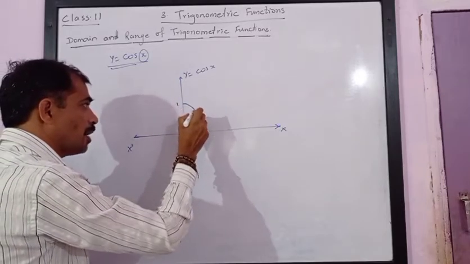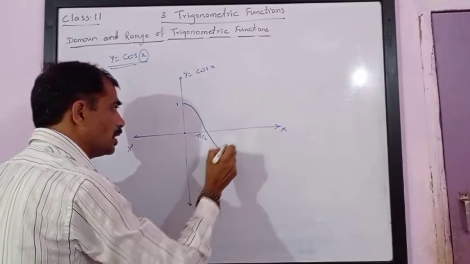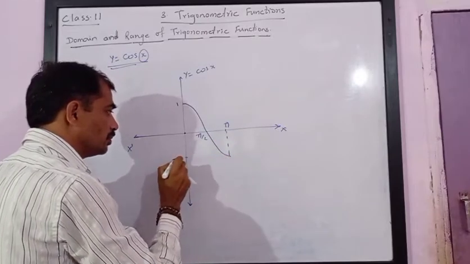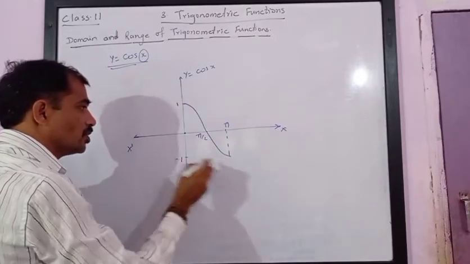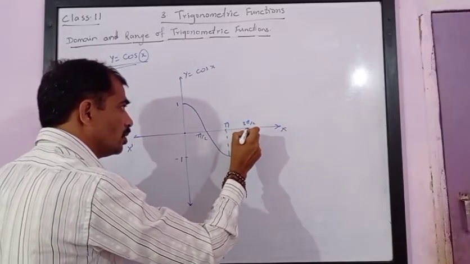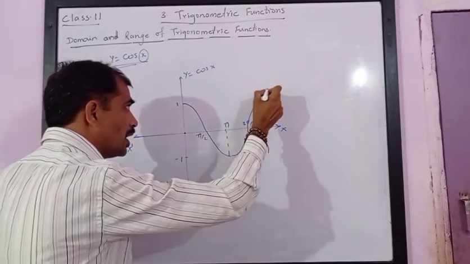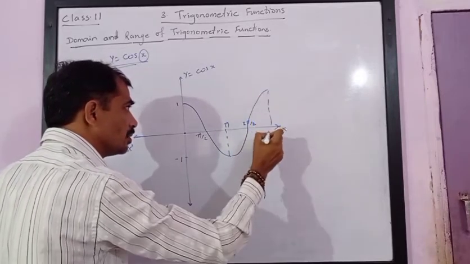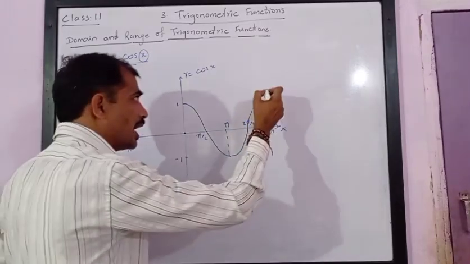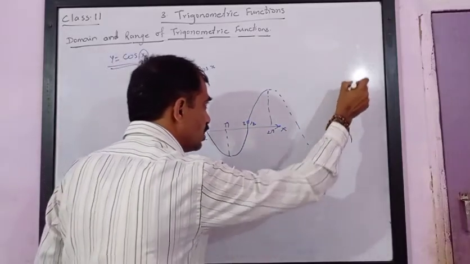When it becomes pi by 2, the value becomes 0. When it becomes pi, the value becomes negative 1. This is negative 1, this is positive 1. When it becomes 3 pi by 2, the value again becomes 0. And when it becomes twice pi, again it becomes positive 1.